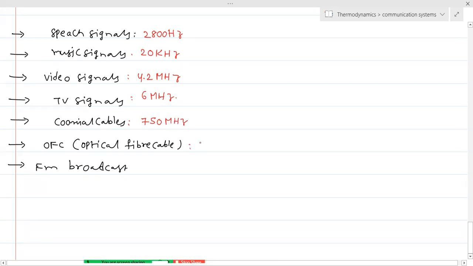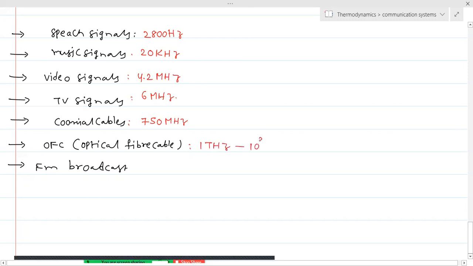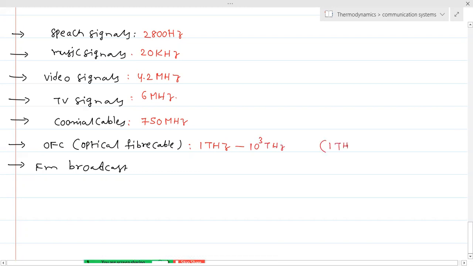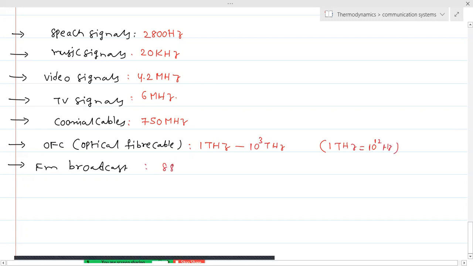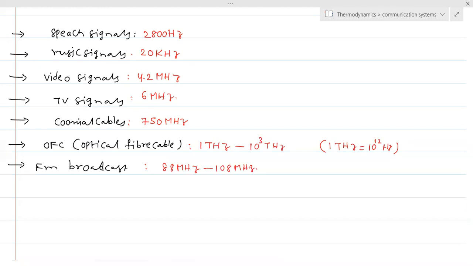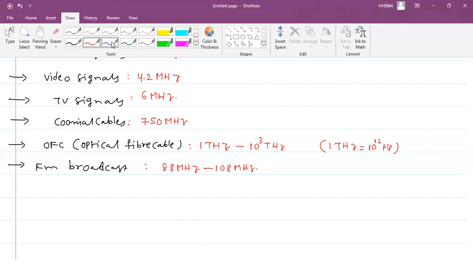Optical fiber cables, this is very important. They carry the frequencies from 1 terahertz to 1000 terahertz. Here 1 terahertz is equivalent to 10 power 12 hertz. FM broadcast is 88 megahertz to 108 megahertz. Look, all the FMs we listen to, 93.6 FM, 92.7 FM, all of these are in that frequency range. FM broadcast, 88 megahertz to 108.